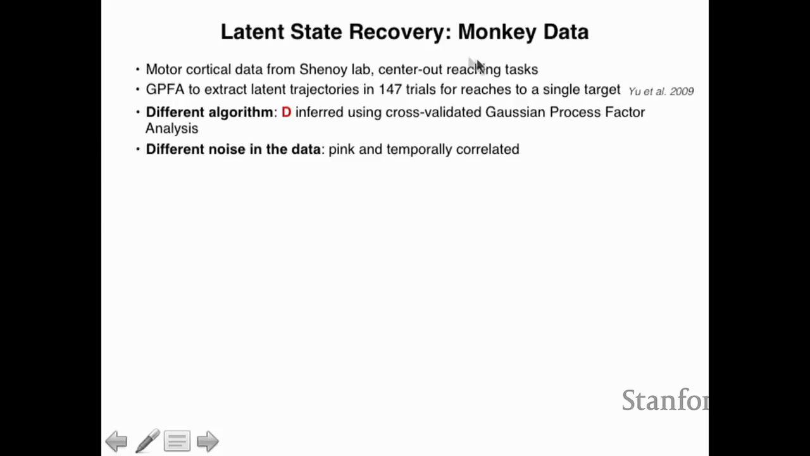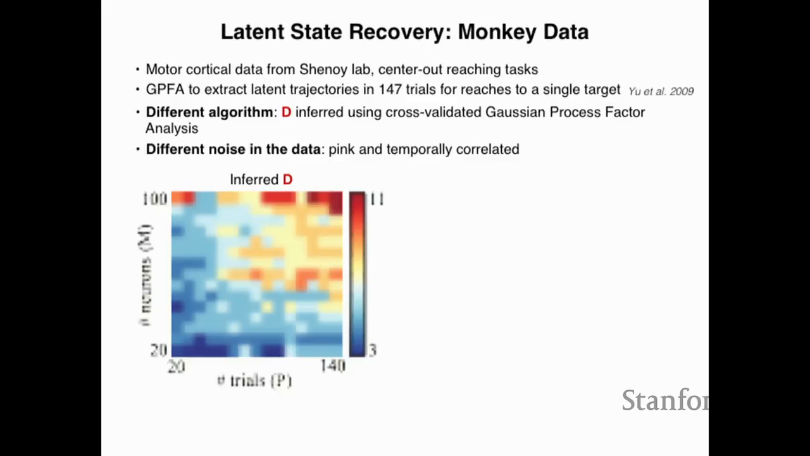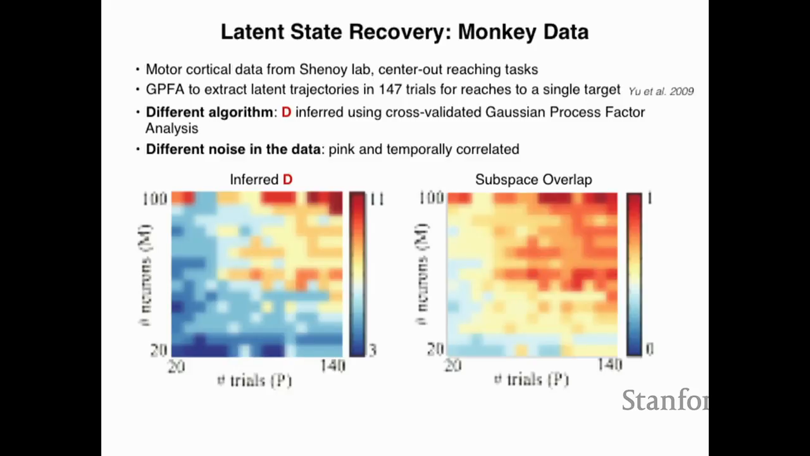The noise in the data is pink and temporally correlated. It's not IID in time and trials. So there's a different noise in the data, okay? But still, sorry for the resolution, you still see this hyperbolic trade-off between how well you infer the dimensionality of the subspace and how well you get the right subspace.